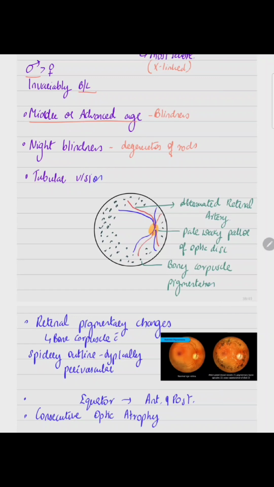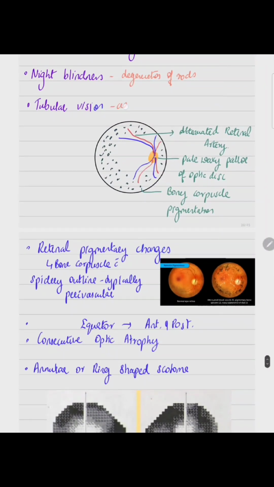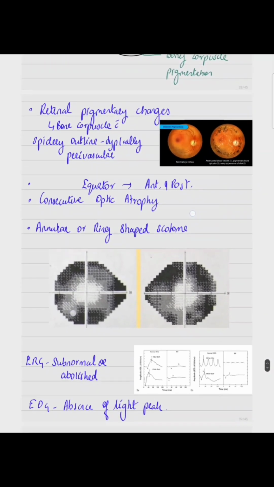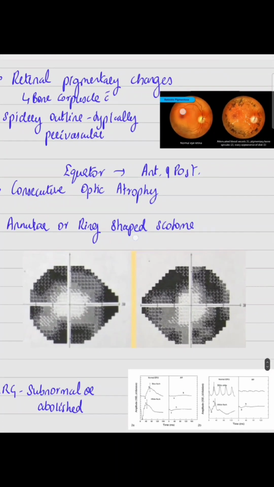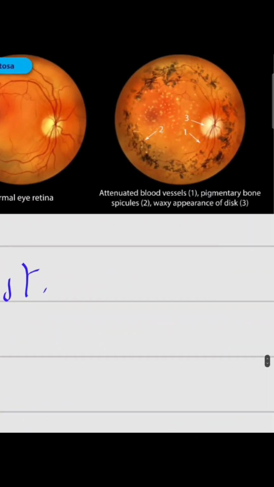Tubular vision is seen only in advanced cases. The light threshold of the peripheral retina is increased, and dark adaptation is not affected until very late. Then there are retinal pigmentary changes. They resemble bony corpuscles with a spidery outline, typically perivascular. Pigmentary bone spicules can be seen here.